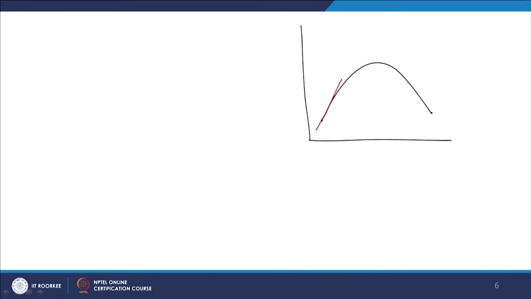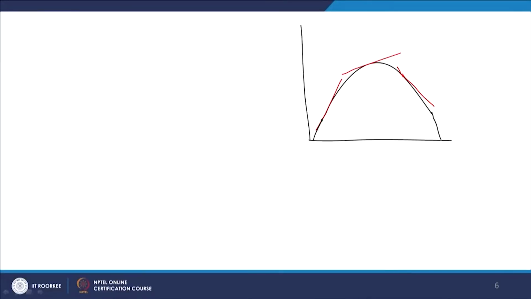So, I can draw tangents at different points, but they do not really touch any other point on the graph. What essentially it means is that in this particular case, we do not really have a circumstance where we will have two different concentrations that are in equilibrium. In this case the system will have a tendency to phase separate completely. There will be a complete demixing.